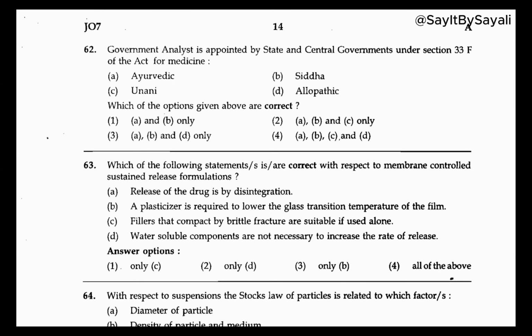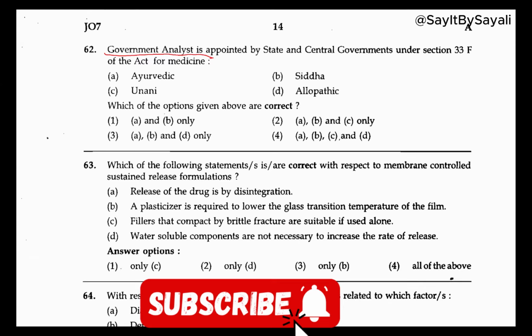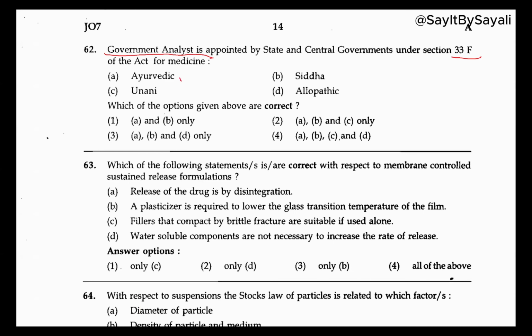Now, question number 62. Government analyst is appointed by state and central governments under the section 33F of the Act of a Medicine: Ayurvedic, Siddha, Unani, and Allopathy. And the correct answer is 4, A, B, C, D. The government analyst is appointed by state and central governments under the section 33F of the act for all of these four, that is Ayurvedic, Unani, Siddha, and Allopathy. That's why the option given is 4.